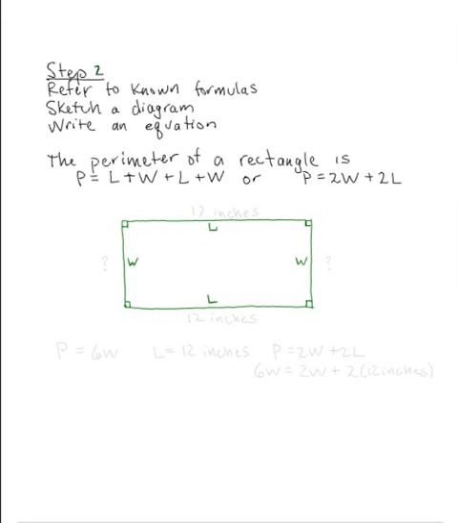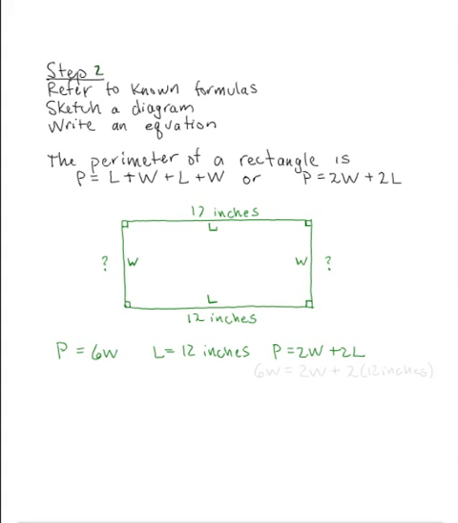The length is given to us as 12 inches, so let's go ahead and label that. So this is 12 inches, and this is 12 inches. The width is an unknown to us. We don't know what that is, so we're going to leave that as a question mark on our diagram. We also know the perimeter is equal to 6 times the width, so we'll remind ourselves of that. So P is equal to 6W, L is equal to 12 inches, and the formula for perimeter is 2W plus 2L.